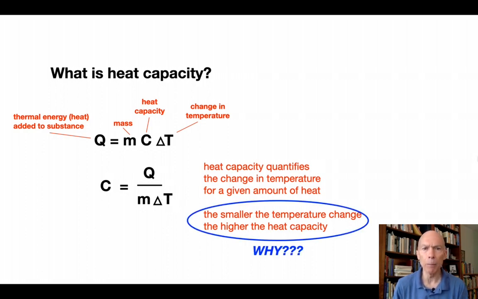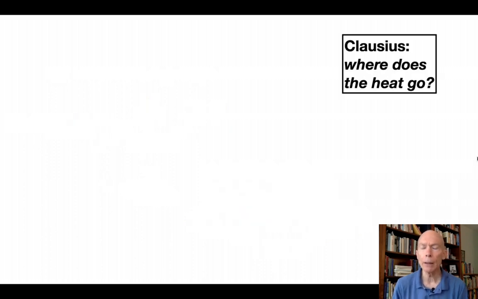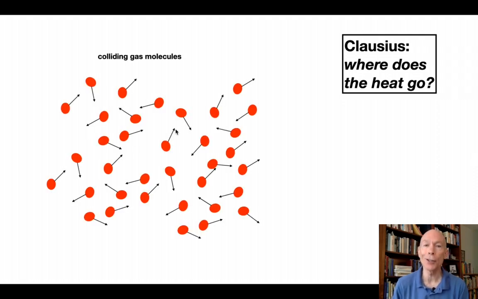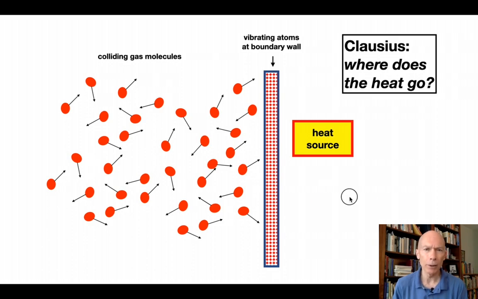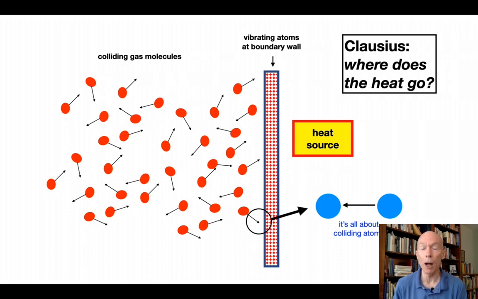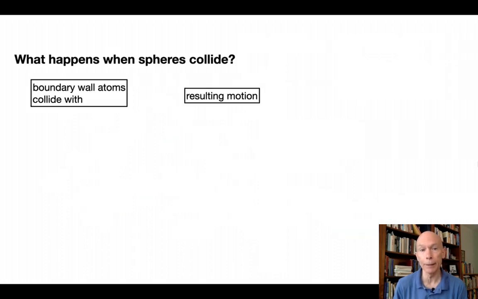Let's look at that a little bit more. Why is this? Rudolf Clausius really started the whole question here when he pursued the question, where does the heat go? Consider a system of colliding gas molecules here. And there's a boundary on that system, and the boundary consists of vibrating atoms at the boundary wall, and consider a heat source on the other side of that boundary. Heat flows across through the boundary and into the gas atoms. What this really comes down to is collisions at the interface between the gas and the boundary wall. It's all about colliding atoms when all is said and done.